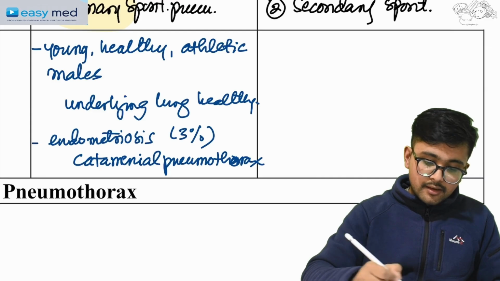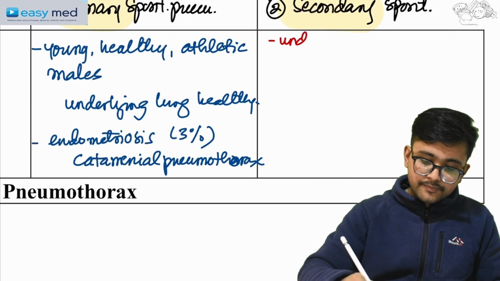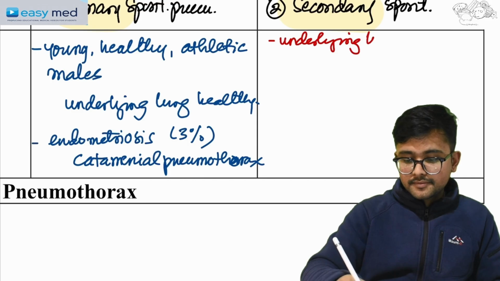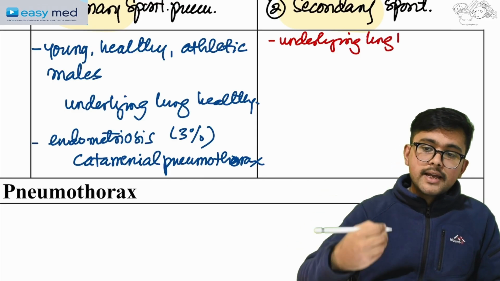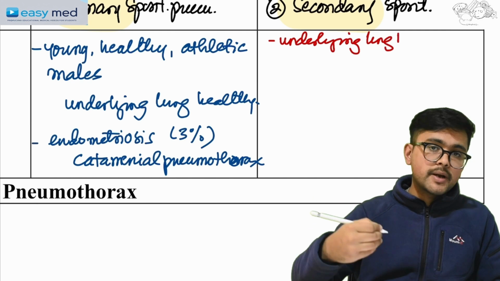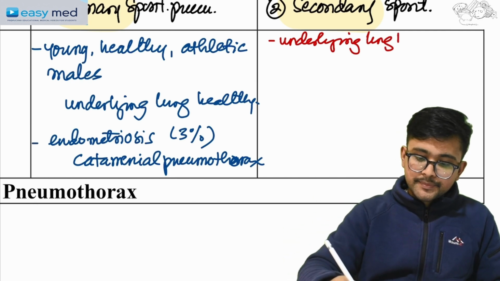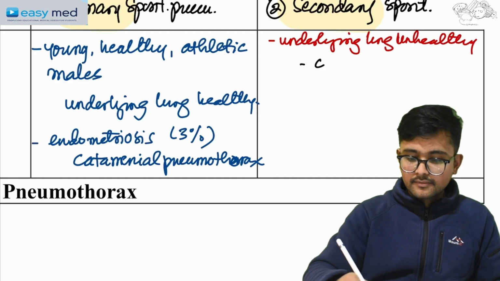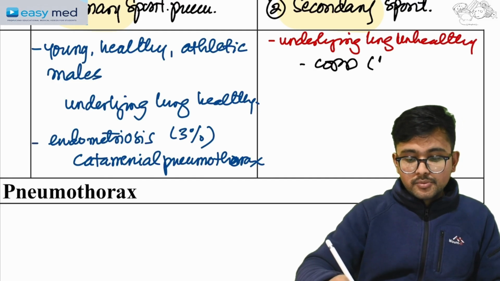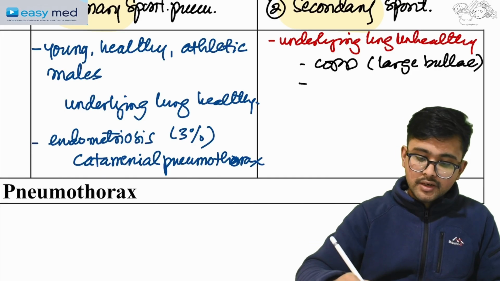Now, what does secondary mean? Secondary means that the underlying lung is unhealthy. For example, any condition or any disease of the lung which might precede pneumothorax or which might be a direct contributor of pneumothorax causes secondary spontaneous pneumothorax. So when the underlying lung is unhealthy, for example in COPD, you might have large bulla inside the lungs which may rupture and cause secondary spontaneous pneumothorax.